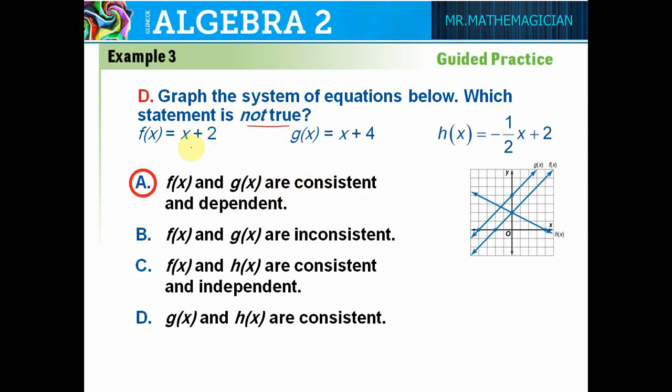It's clear also from the shape of the function. The slope is 1 for the function f, and the slope here is 1, and they have different y-intercepts, which means these two lines are parallel. Parallel means inconsistent system, so A is wrong. We are going to choose A because we need the not true statement.